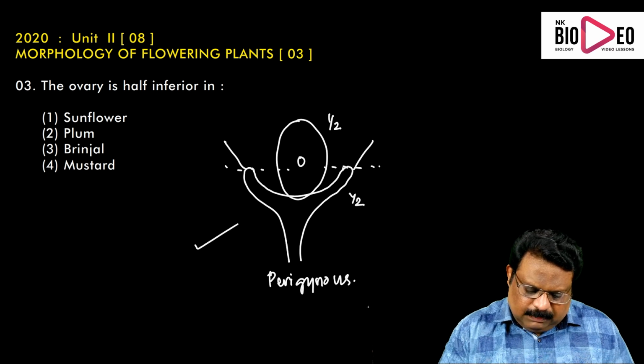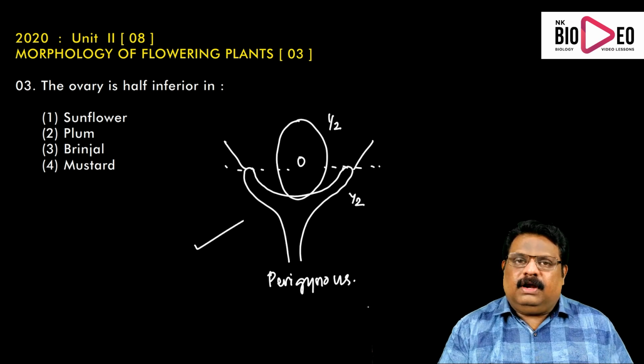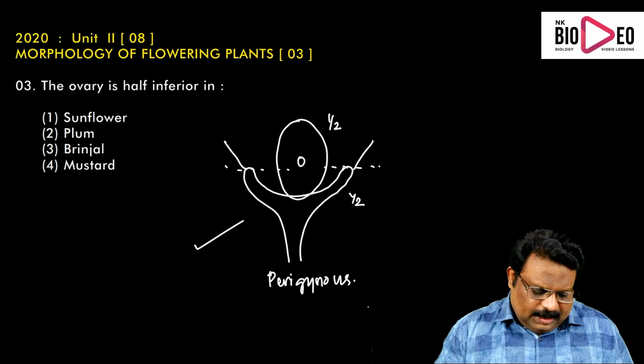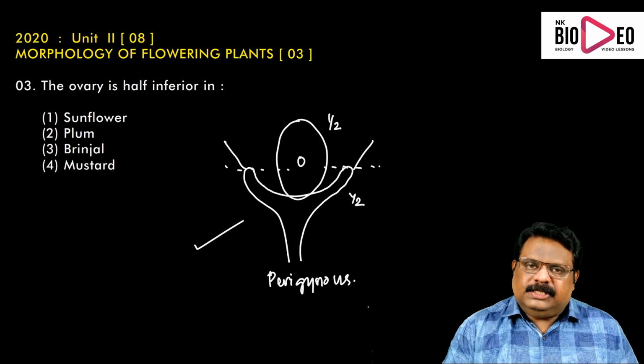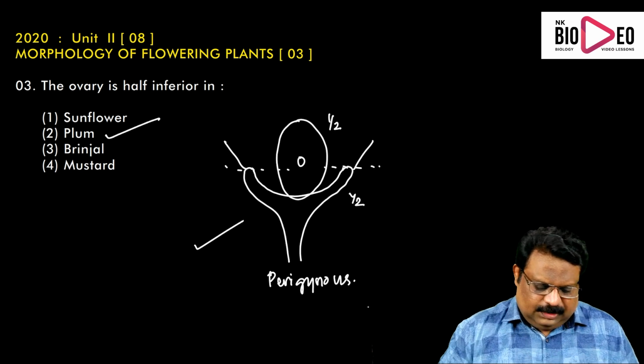Only in perigynous flowers the ovary is half superior or half inferior. So that is present in plum, rose and peach. So plum is the answer.